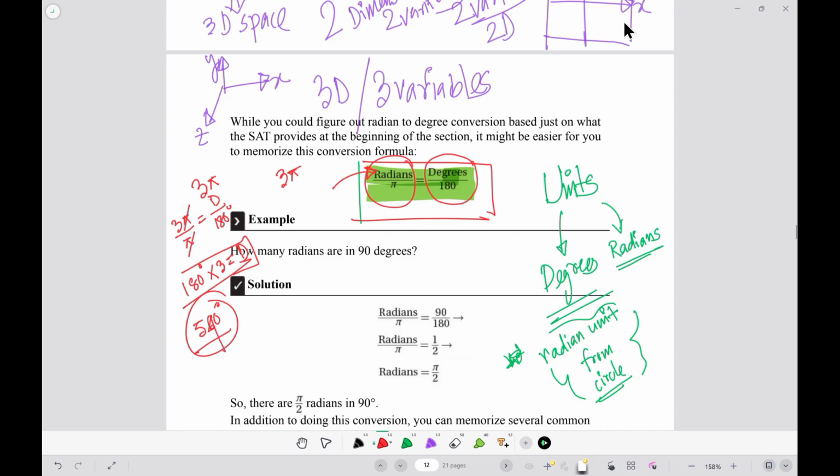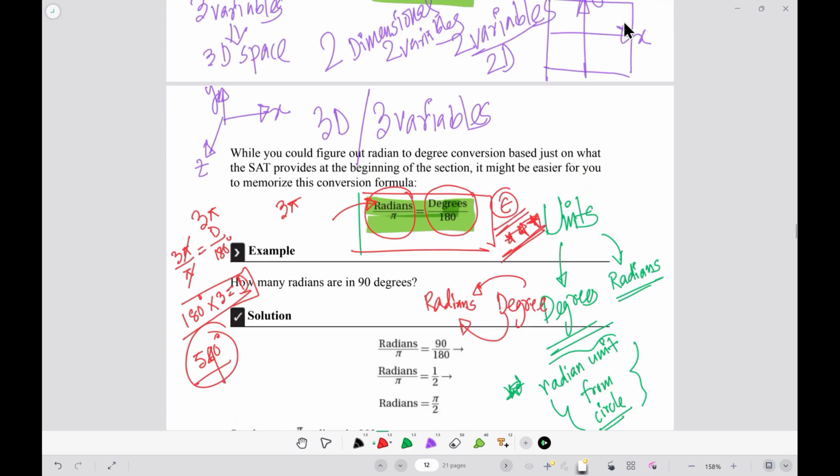Okay. So this is how you convert between radians and degrees by using this formula. By using this formula, you can convert from degrees to radians.